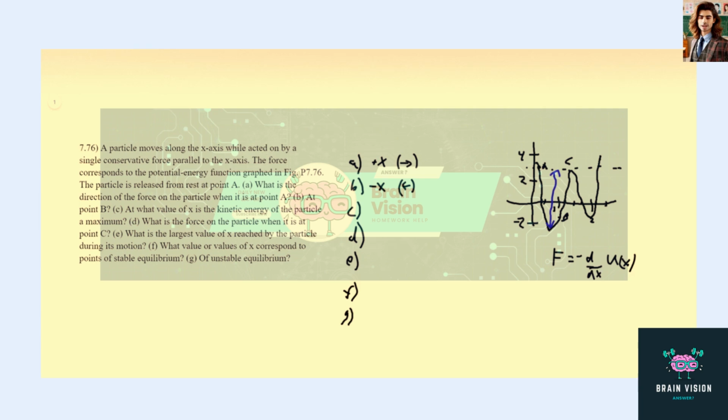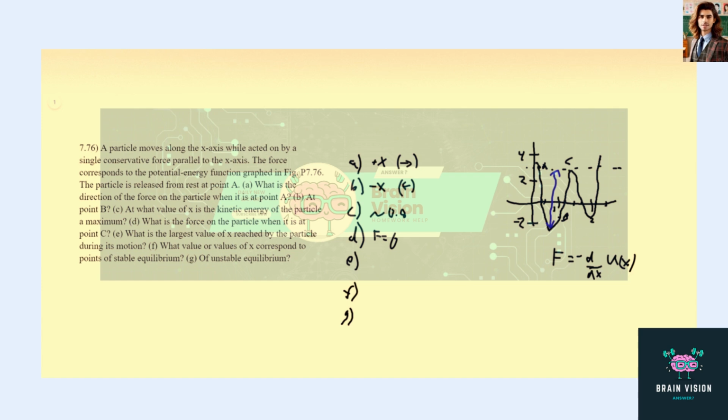Okay, D: what is the force on the particle when it's at point C? Point C is the peak, so again we need to go here. What's the derivative of something that is at the peak of a hill? That's going to be 0 because the slope is 0 there. So we have force equal to 0. We can write that down: F equals 0.